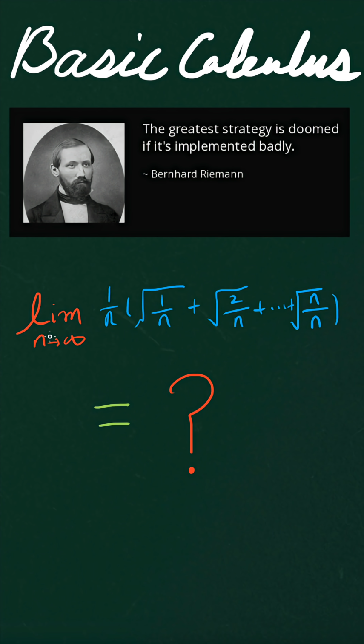Today we have this problem. We have to find the limit of 1 over n times square root of 1 over n plus square root of 2 over n plus dot dot dot plus square root of n over n. So it's pretty hard to get the limit of this thing directly.